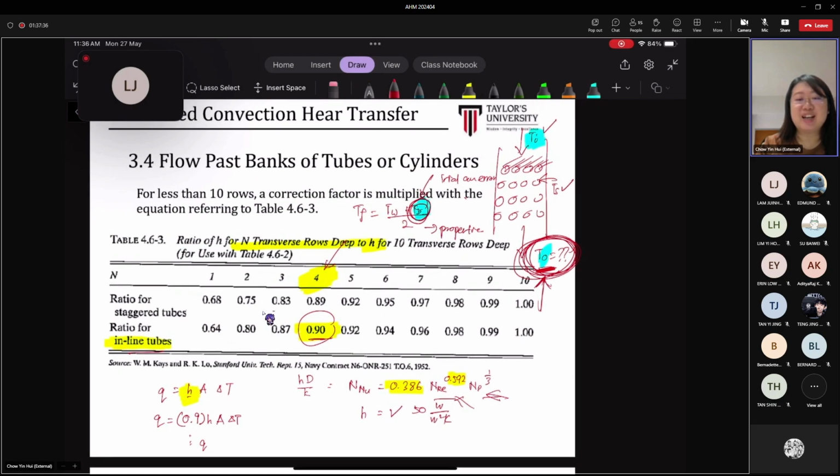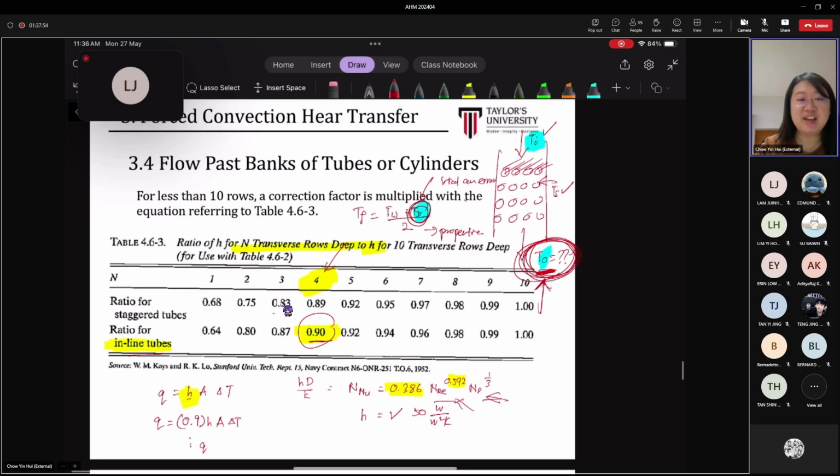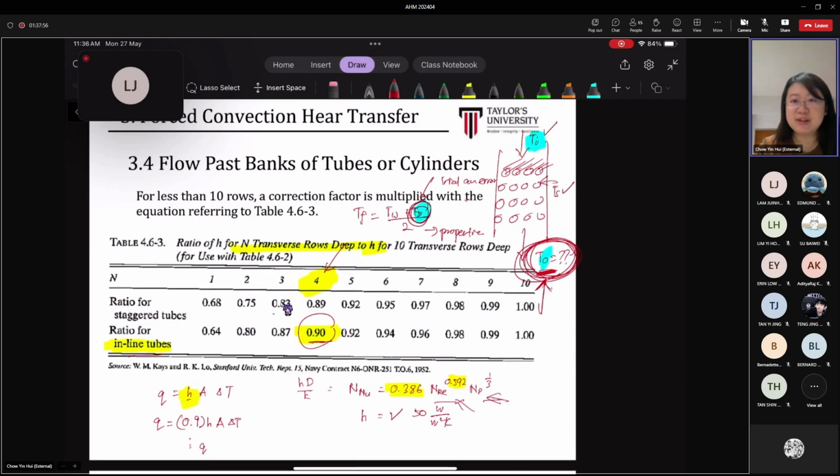All right. So the best thing is go refer to the example. Refer to the example I posted. Then you have a better idea of how to calculate this. But for the general part, the introduction to flow past banks of tubes, the concept, any questions so far? Any questions so far, everyone?